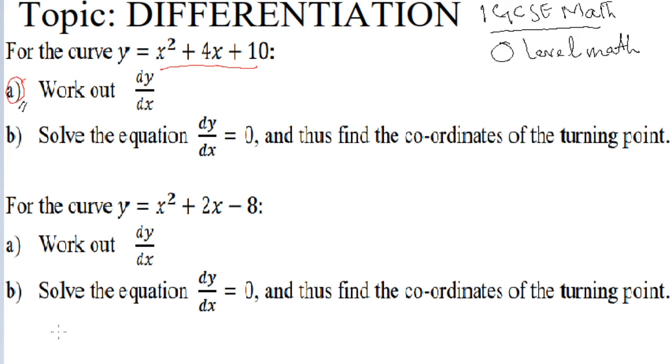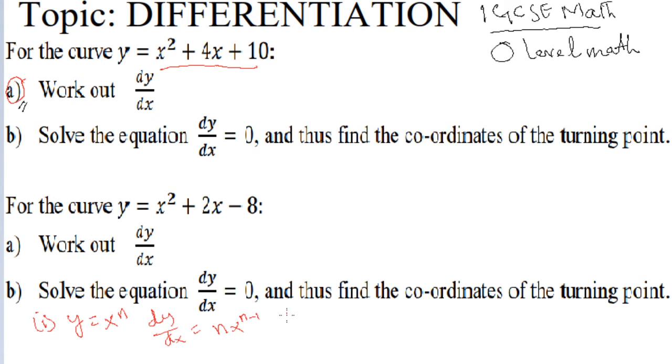Now I'm just writing here the rules which I have discussed with you in the previous lessons. The first rule was y is equal to x power n. So if you remember, I told you dy dx will be n x power n minus 1. This is the first case. If we have a question like this, then we will do it this way.